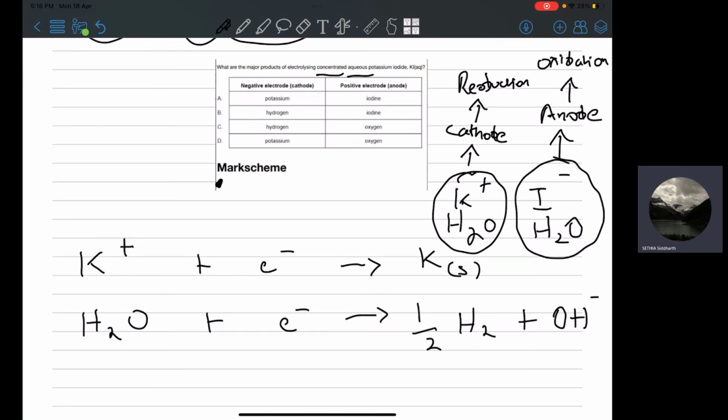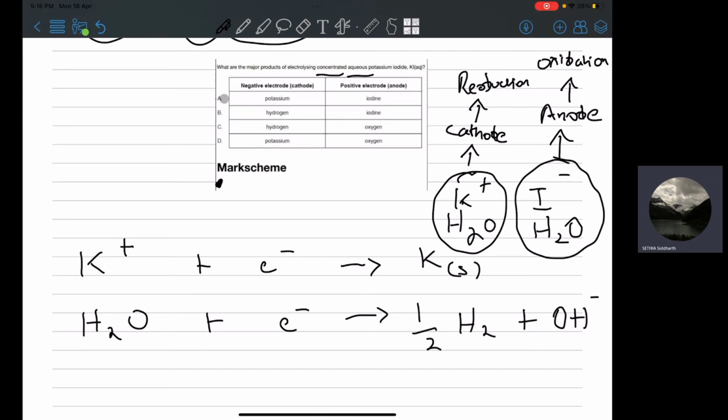So I minus is not going to get reduced because it is already reduced. It already has an extra electron. It can't take another, right? And K plus is not going to get oxidized because it is already oxidized. It has already lost an electron. So it's going to want to get reduced. So both K plus and H2O are going to go to the cathode. So they walk over to the cathode.